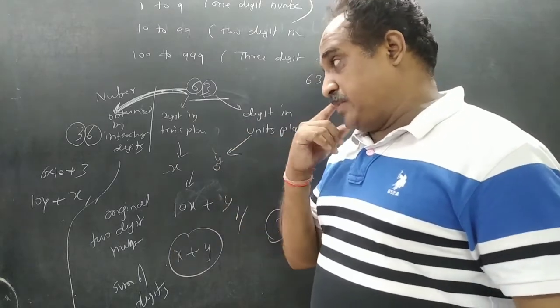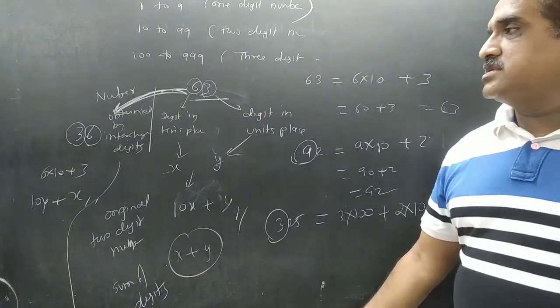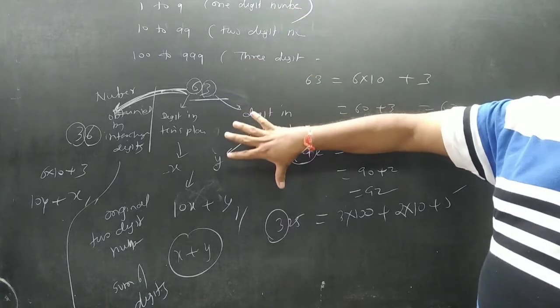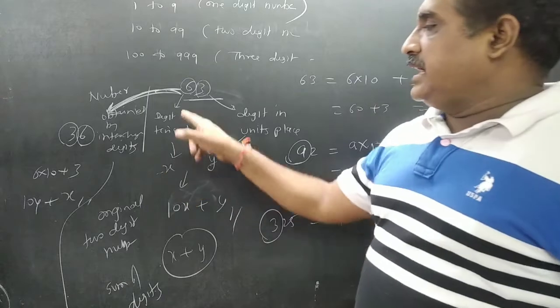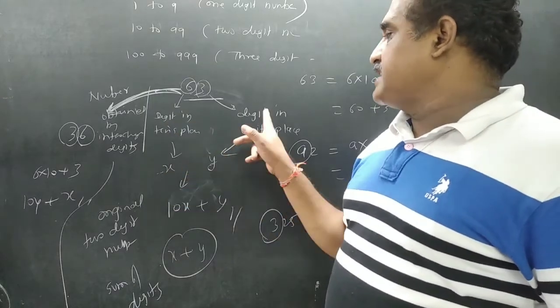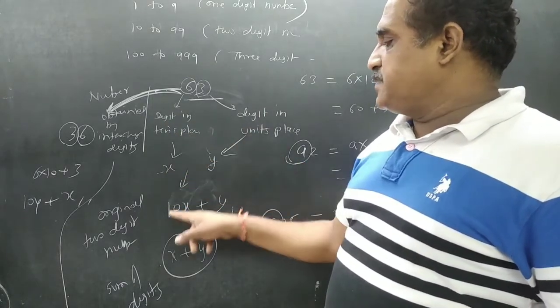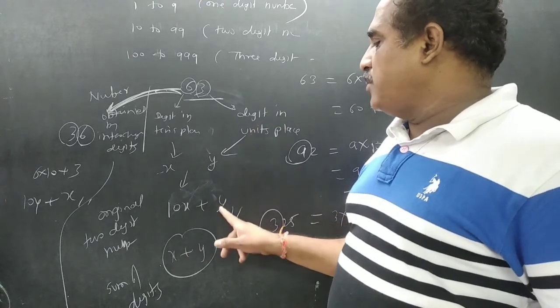Have you understood this? So please look here. Suppose, have you understood the concept of a two digit number? What have they given to you? If I take the digit in tens place as x and the digit in units place as y, the tens place you are going to multiply by 10 and the unit place you are going to add to it.